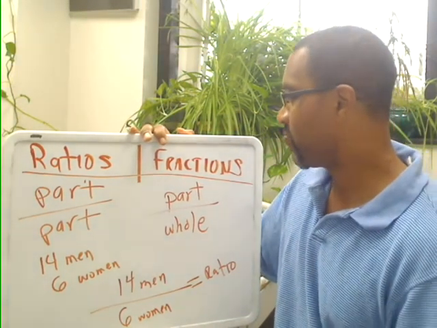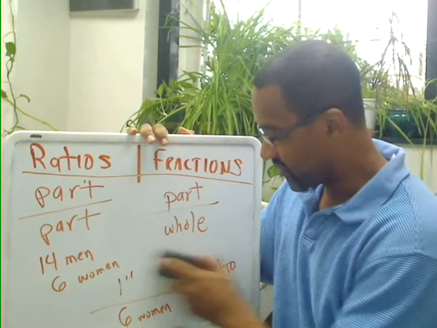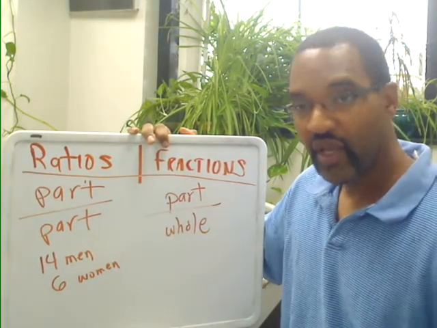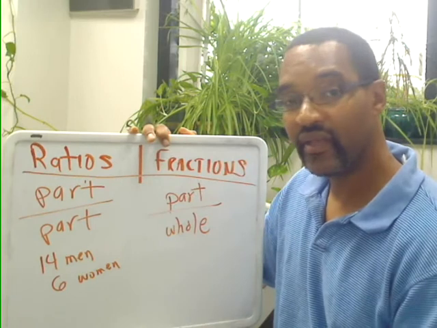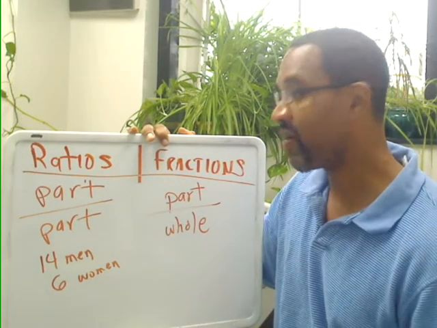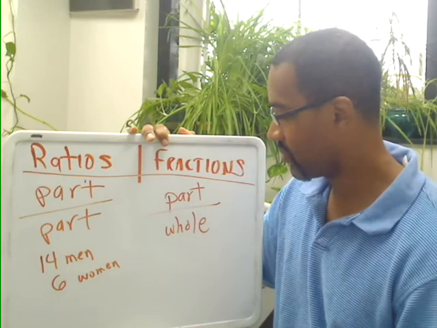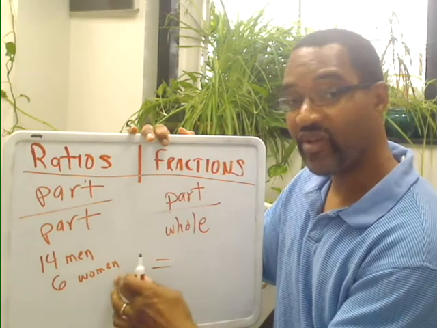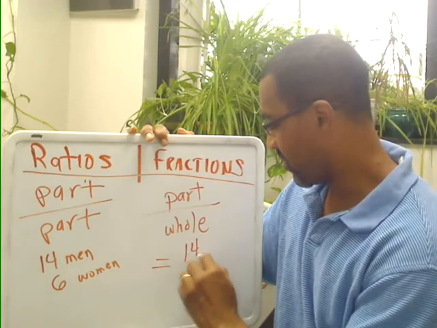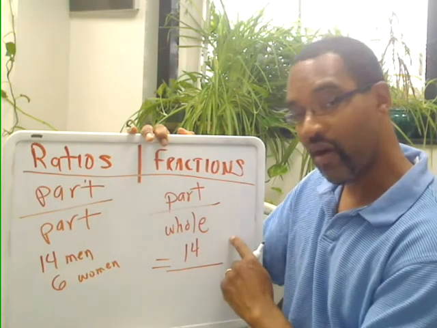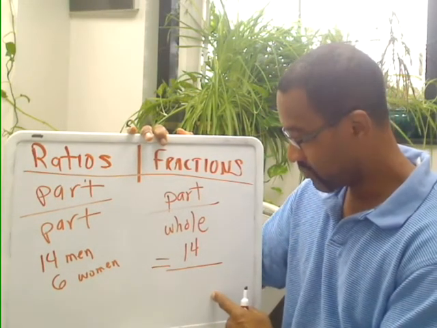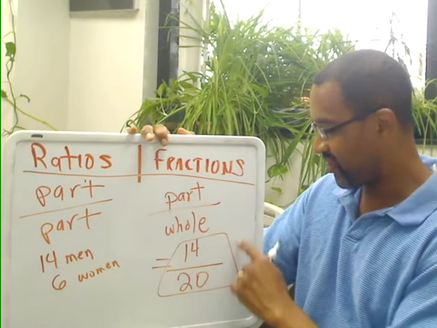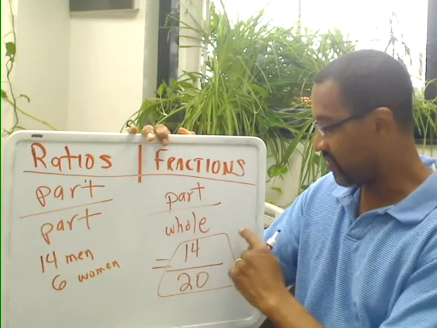Now, how would this be asked as a fraction? Let's erase this. Here's a typical fraction question. Write a fraction comparing the men in the class to how many are in the class in total. Okay? So, if you have a fraction, what you're going to write is not 14 over 6. You're going to write 14 over, that's the part. What's the whole? The whole is 20. So the fraction will be 14 over 20 because that is the part to the whole.